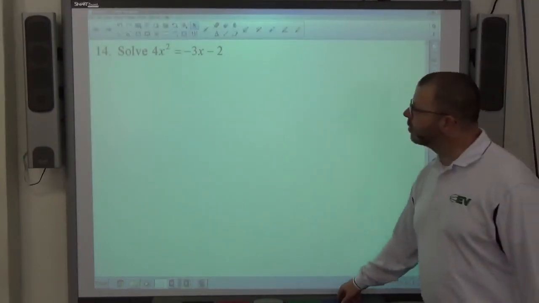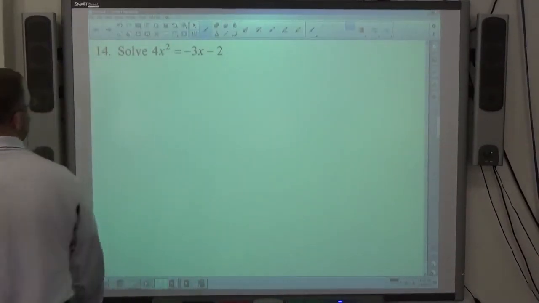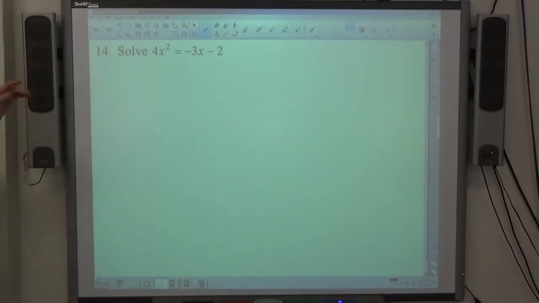Number 14, solve. It doesn't specify how to solve, but right now we have factoring, which that wouldn't factor very easily, if at all, and we have completing the square. So I'm going to assume completing the square on this one.